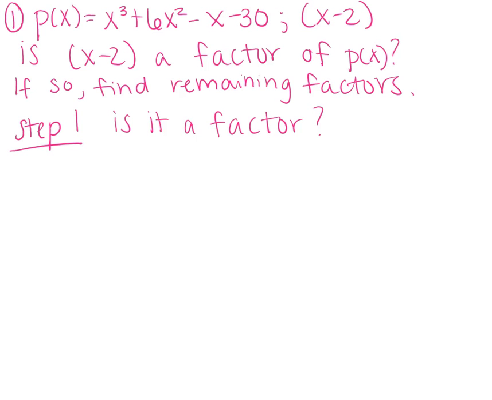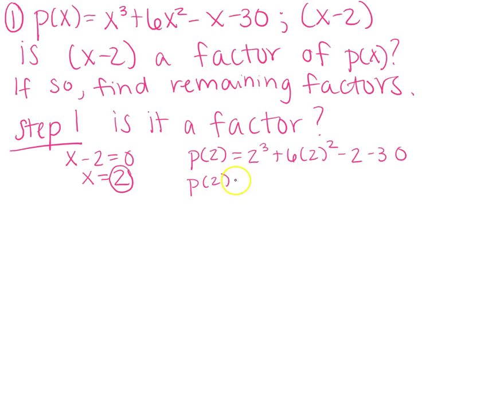Recall that if we want to find out if something is a factor, we're going to set it equal to 0. And when you solve for x, this is the number that we're going to substitute into the polynomial. So I'm going to evaluate p of x at 2. Okay, so this is simplified, and when all is said and done, p of 2 is equal to 0.